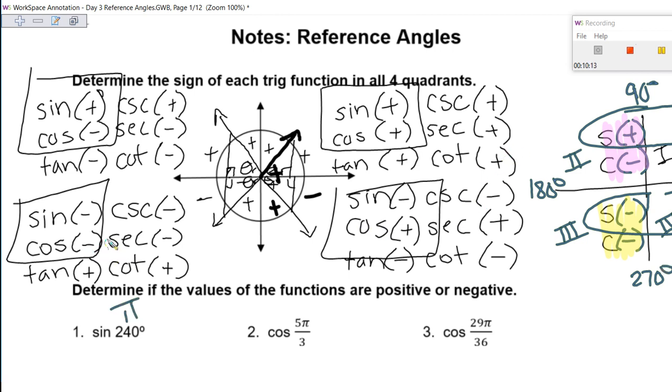So if I'm dealing with an angle in quadrant 3, I need to tell the answer, is the sine value in quadrant 3 going to be positive or negative? So in quadrant 3, is the sine value positive or negative? Negative. So number 1, the answer is negative.